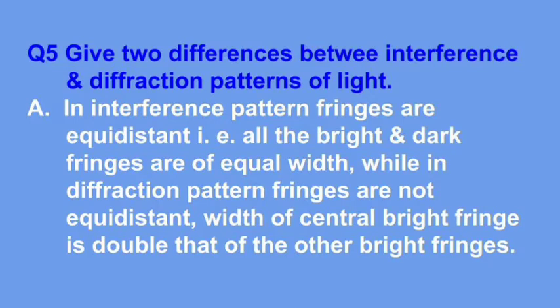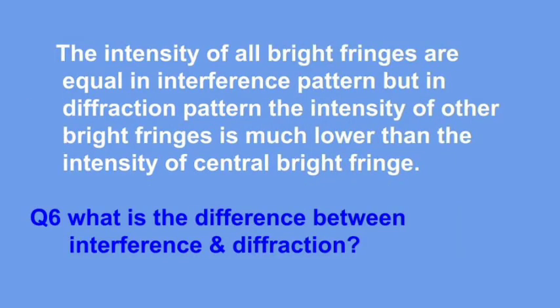Give two differences between interference and diffraction patterns of light. In interference pattern, fringes are equidistant, that is, all the bright and dark fringes are of equal width, while in diffraction pattern, fringes are not equidistant, and width of central bright fringe is double that of the other bright fringes. The intensity of all bright fringes is equal in interference pattern, but in diffraction pattern, the intensity of other bright fringes is much lower than the intensity of central bright fringe.